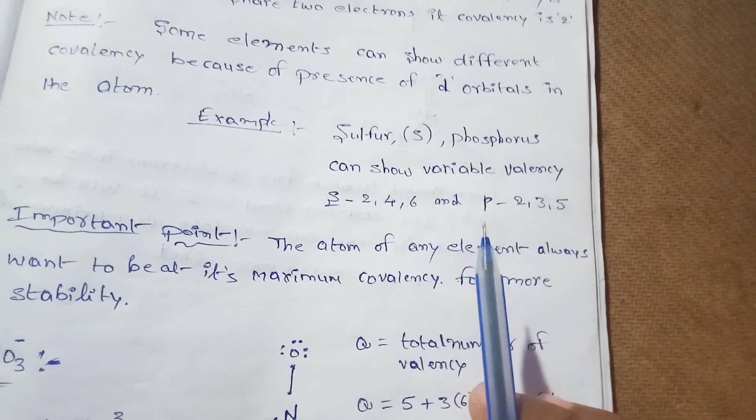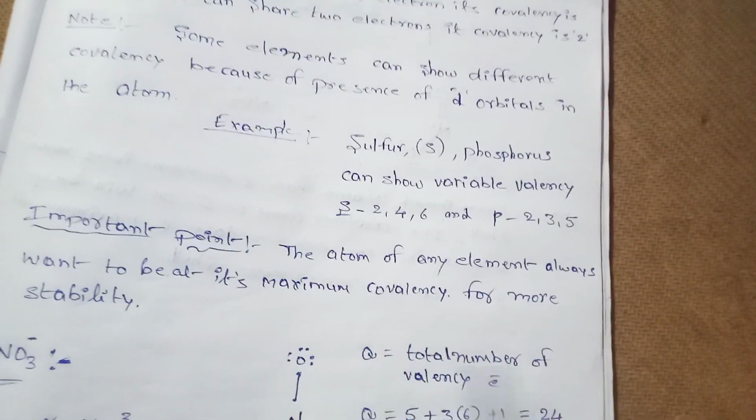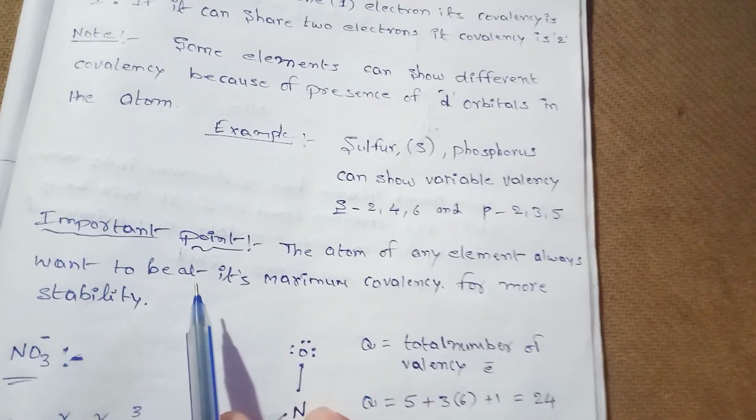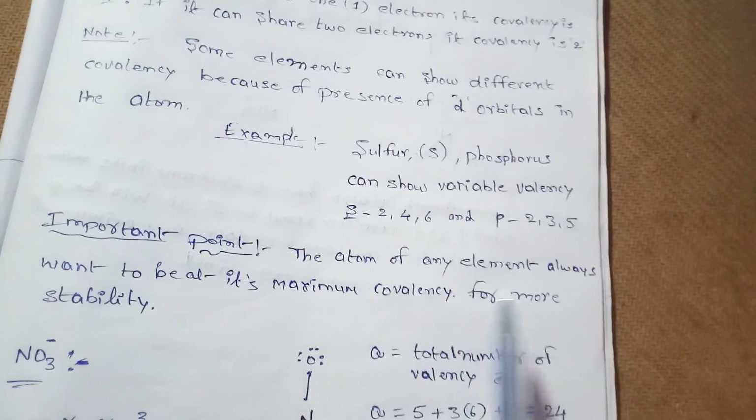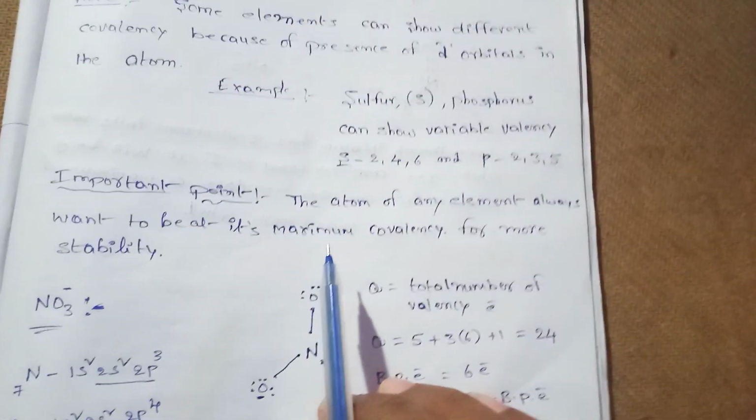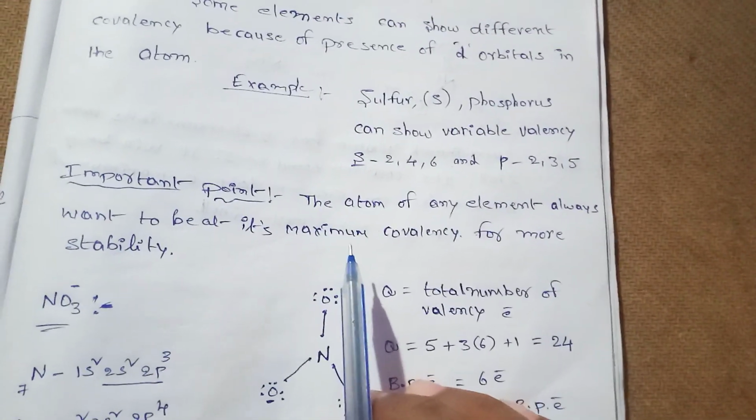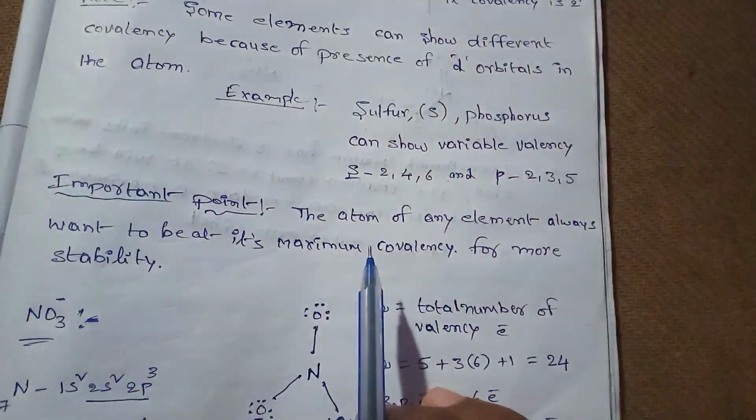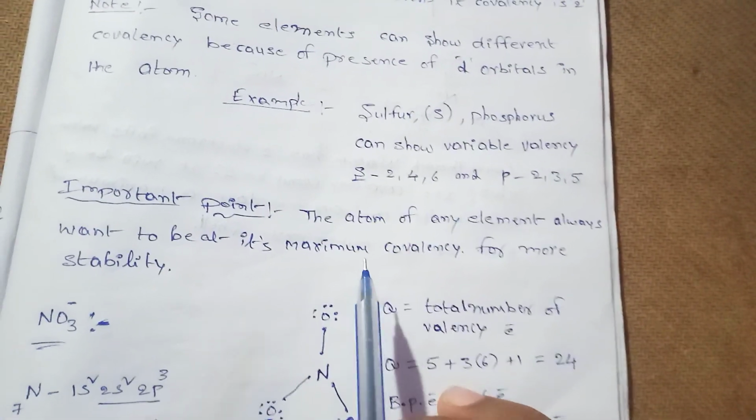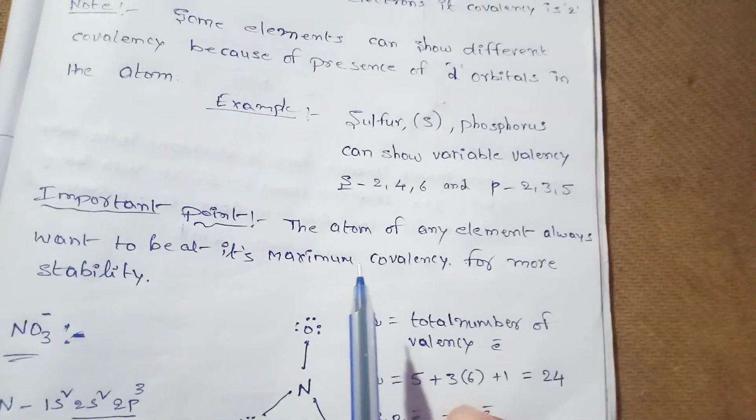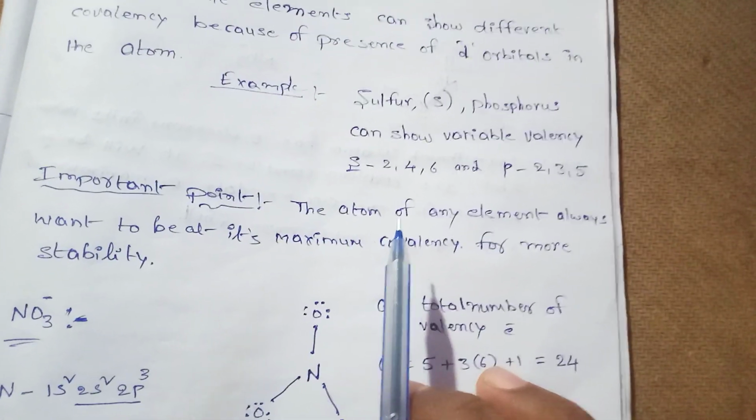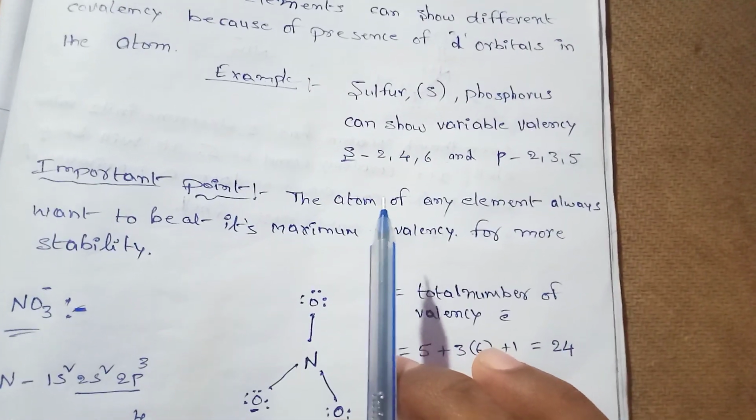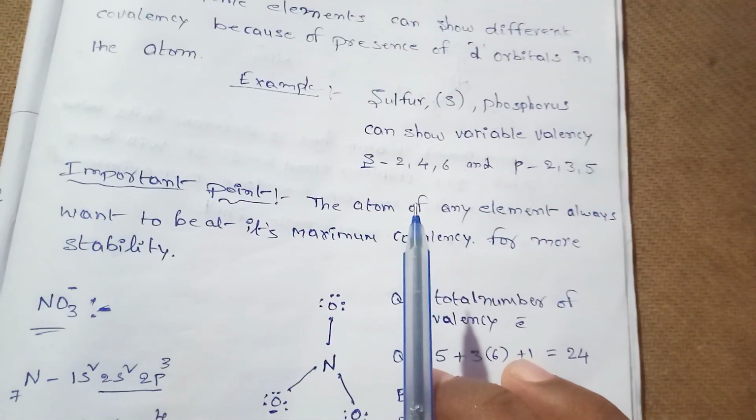Another important point is that the atom of any element always wants to be at its maximum covalency for more stability. But the maximum covalency depends on how many surrounding atoms are available and how many electrons they are sharing. If the electrons are plentiful, the atom wants to be at its maximum covalency state. So it depends on the availability of the electrons. We can see this by example.